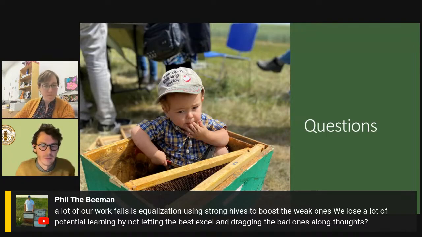I'll let you read Phil's comment and question on the screen there. A lot of our work falls to equalization, using strong hives to boost the weak ones. We lose a lot of potential learning by not letting the best excel and dragging the bad ones along. Thoughts? I come from a background of canola pollination where we have to do this for grading, so it's not really the best area. But you also have to do swarm control, which I'm sure you're aware of.